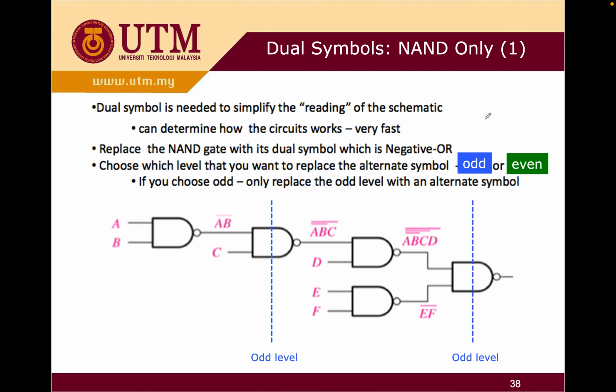And in this subtopic for your dual symbol, you need to see the odd and even level. How to check the odd and even? So before you go for odd and even, you can see dual symbol is needed to simplify the reading of schematic. If you are using the NAND gate only, this one is the scenario for you to have only NAND gate.